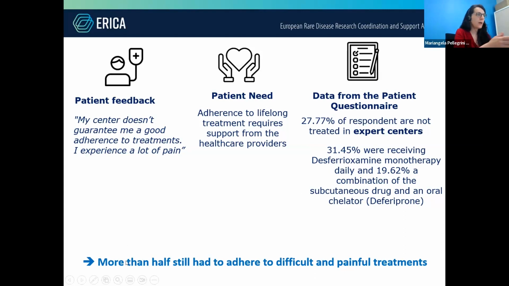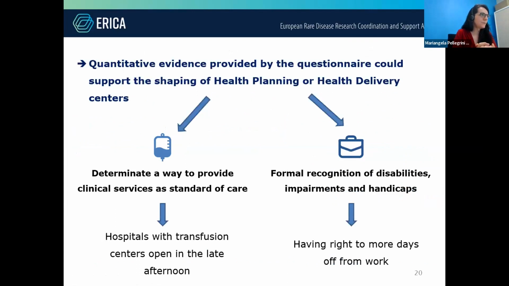So as said before, we have a feedback: I am not transfused in an expert center, so I do not receive proper care or cure. Then we have the need, adherence to this support, and then we have the data. So we can claim that more than half do not adhere to treatment, so they can feel a lot of pain, because it's one of the effects of lymphotransfusion specifically. Next slide, please.